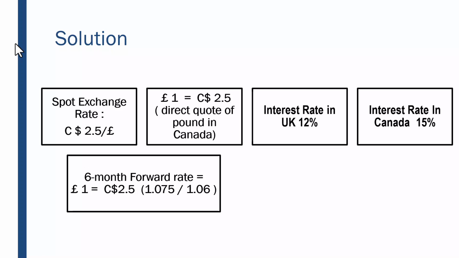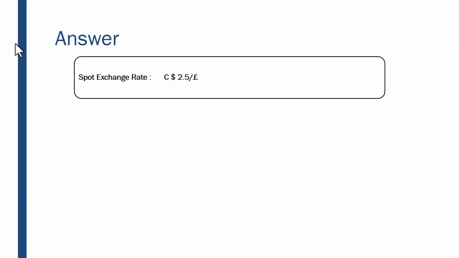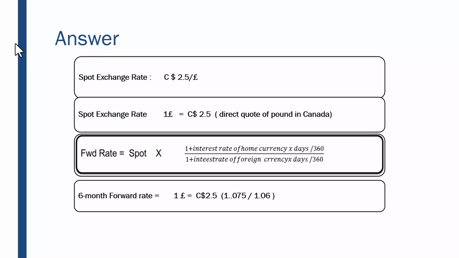Suppose you have to calculate the yearly rate. Then I will do 1.15 divided by 1.12 to arrive at the forward. This is the formula. Okay. We will see the formula in the next slide. So the forward rate is equal to spot rate multiplied by 1 plus interest rate of home currency, divided by 1 plus interest rate for the foreign currency.